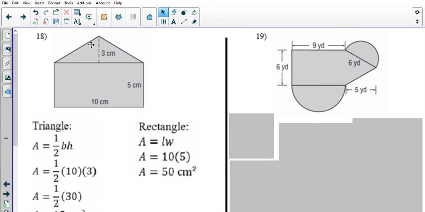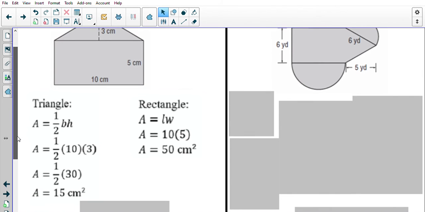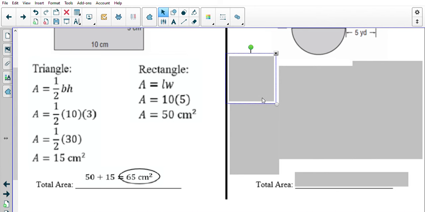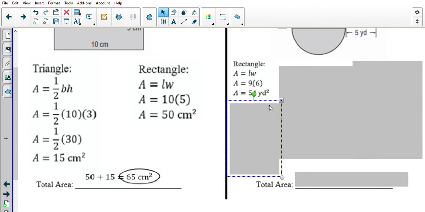The big triangle that we have up here has a base of 10, height of 3. Half times 10 times 3 gets us an area of 15 centimeters squared. For a total area, we want to add 50 to 15. That should get us 65 centimeters squared. Again, feel free to pause the video at this point and correct or jot down that work. In the meantime, I'll delete these boxes here.